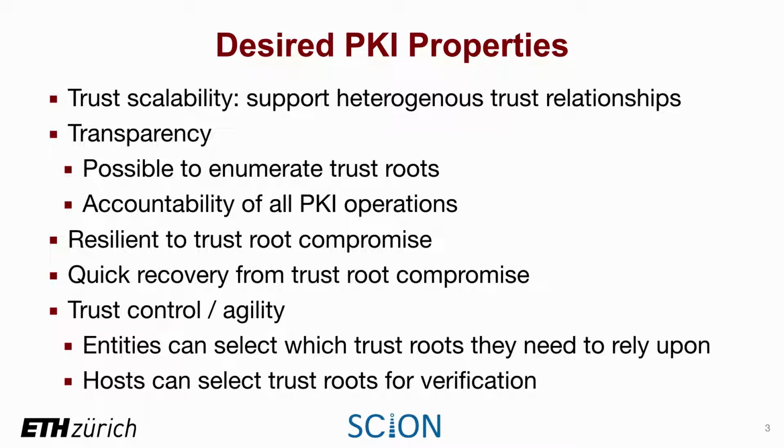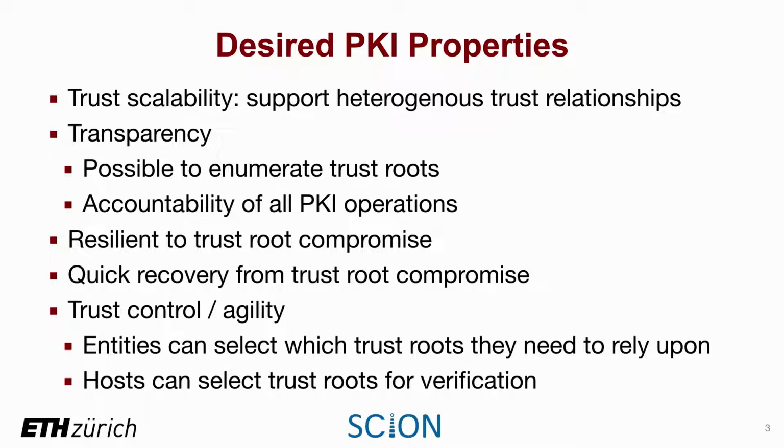Next, we also seek transparency. And there are many different aspects of transparency. The first aspect has to do with the roots of trust. We'd like to be able to enumerate all the roots of trust that one has to rely upon for certain operations. The second aspect is accountability. So we'd like to be able to hold all the operations that a public infrastructure performs accountable.